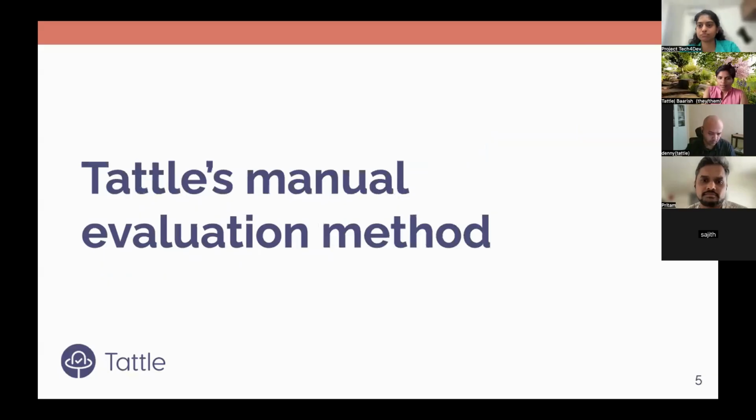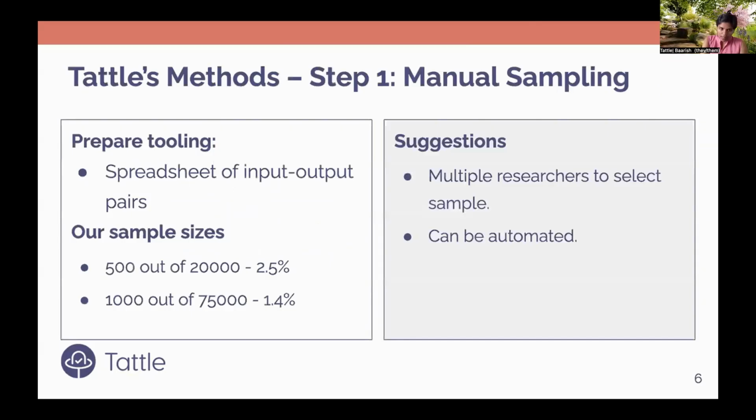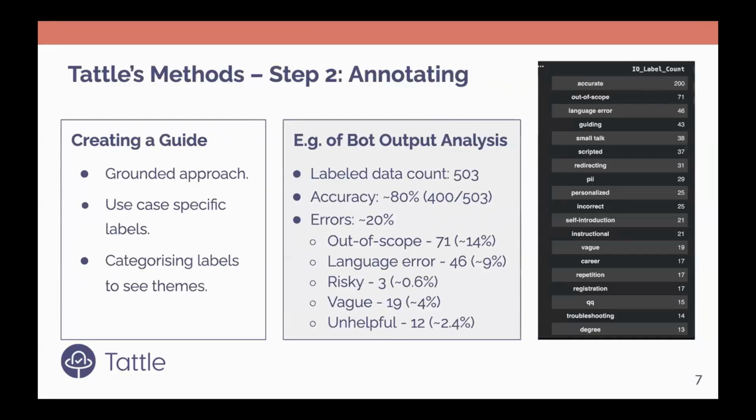We've developed a manual evaluation method, a fairly simple 4-step process, where the first and most important thing is creating a sample of your data. We began with receiving spreadsheets from clients of input output pairs, and we took small samples from each data set. The sample sizes were about 1.5 to 2.5% of the overall data, which was still about 500 to 1,000 data entries. We did this manually, going through the data and creating a random sample, whereas you can also do this in an automated way. The next step was to label each of these entries.